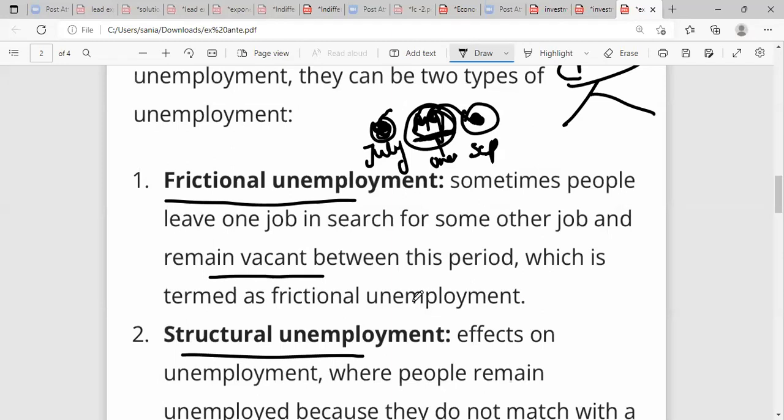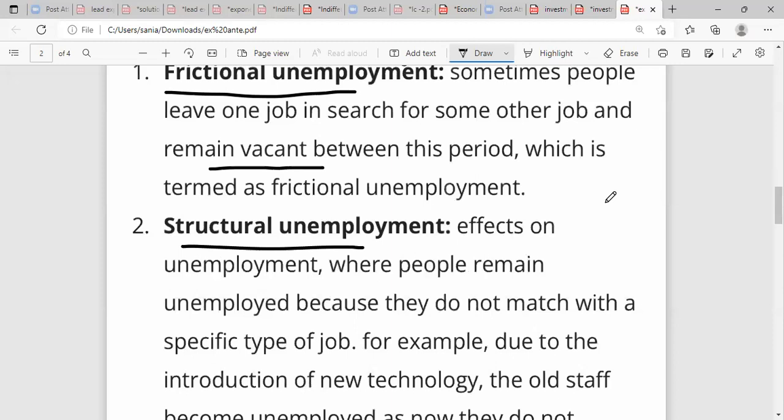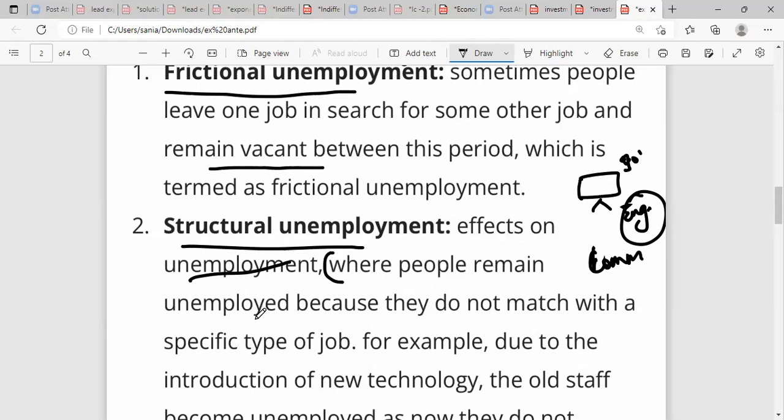Clear? And the second one is structural unemployment. For example, I am offering you a job for engineering, right? But you are a humanities or commerce student, right? So of course you cannot become an engineer. At that moment, we are offering you the job, but you are not skilled enough to take this job, right? So structural unemployment is where people remain unemployed because they do not match a specific type of job, right?